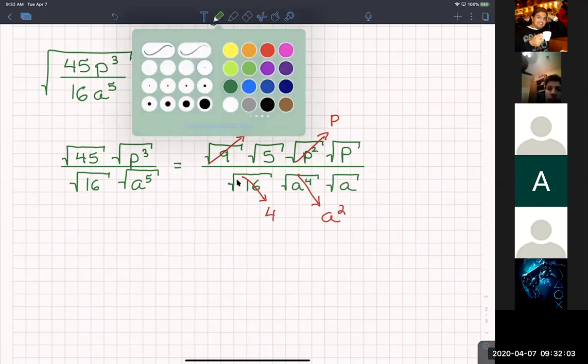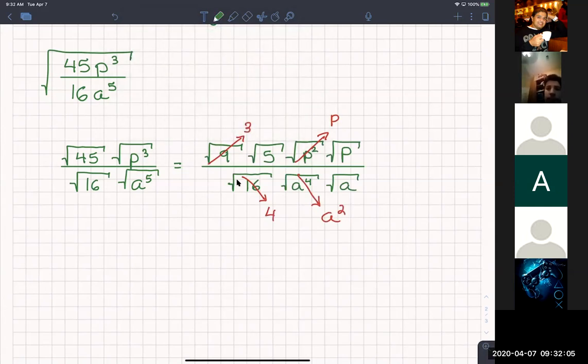Now, combine the outsides. Combine the insides. Now, what do we have to do to finish this up? Multiply both by a squared.